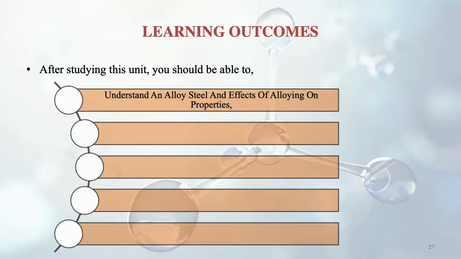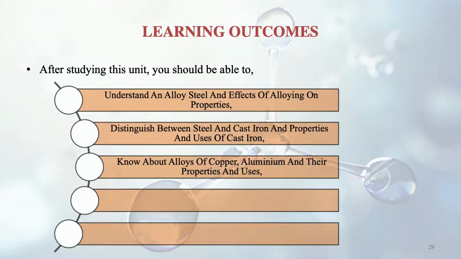Further, understanding alloy steel and the effects of alloying on properties, distinguishing between steel and cast iron and the properties and uses of cast iron, then to know about the alloys of copper and aluminium and their properties and uses, meaning the non-ferrous ones also, identifying the bearing materials, and identifying creep resistant materials also.